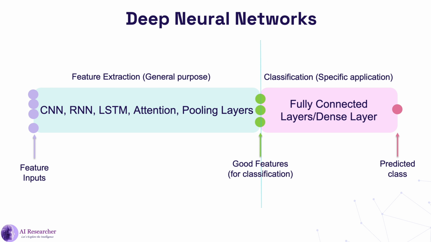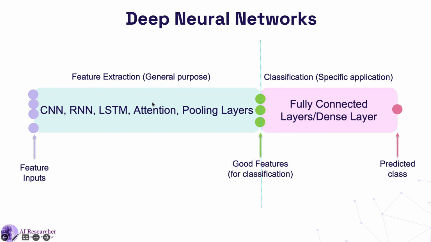So the first one is feature inputs, which means the data such as images, text or sound is input into the neural network, and these inputs are raw, which means that it has not yet been processed or analyzed.